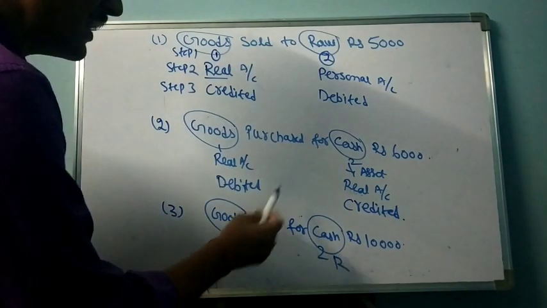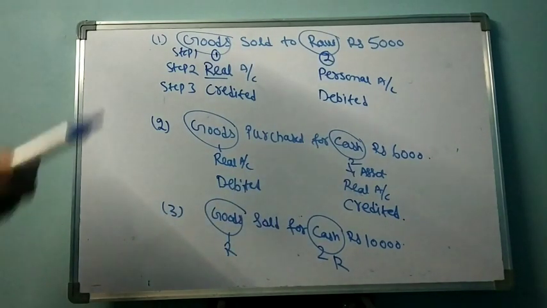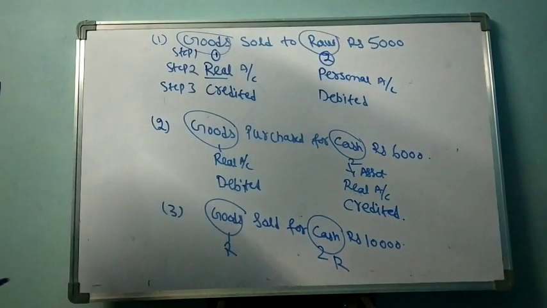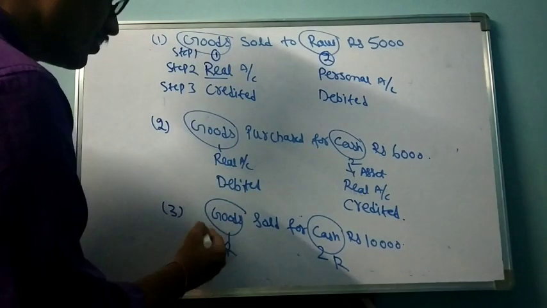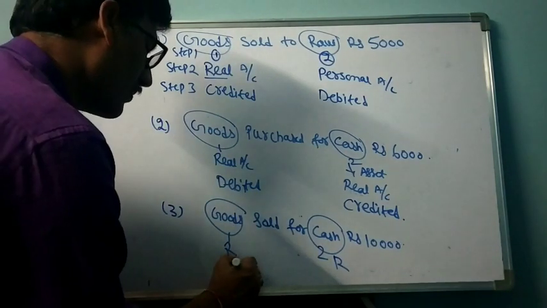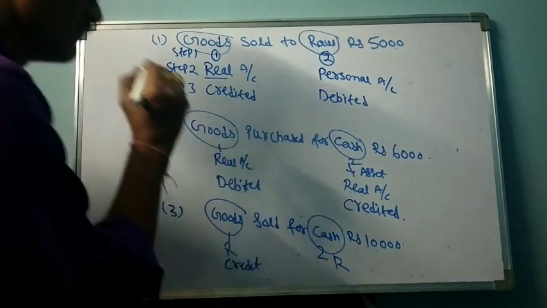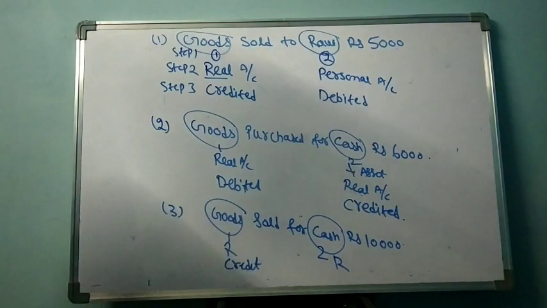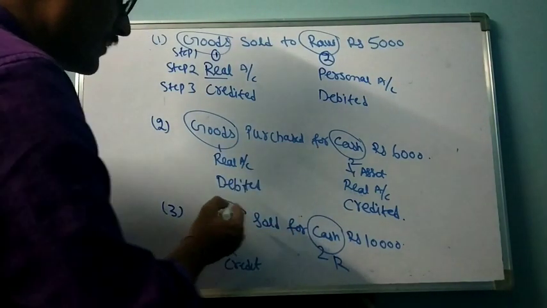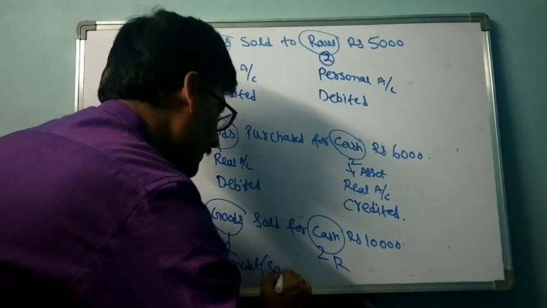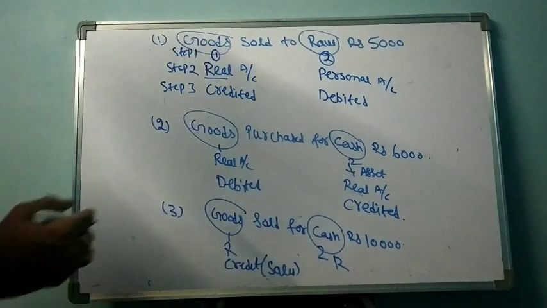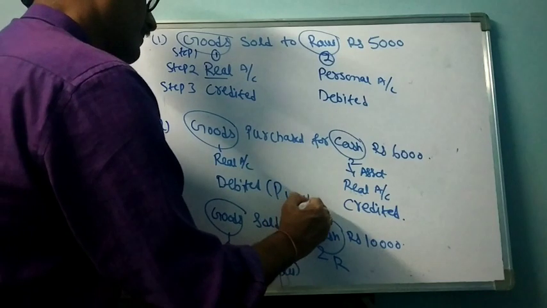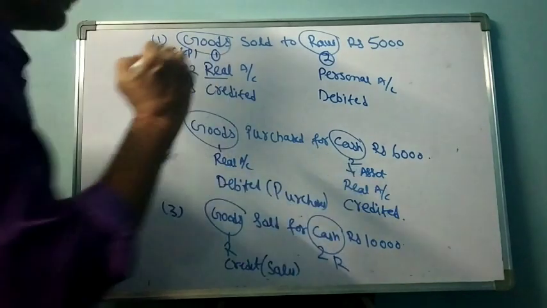Now when goods are selling, from the business point of view, from our point of view, goods are going out. Debit what comes in, credit what goes out. So goods are going out. So credit goods. Instead of crediting goods, we should credit sales. Remember, whenever goods are going out, instead of crediting goods, credit sales. In a similar way, when goods are purchased, they should be debited, debit purchases. This is an important point here.